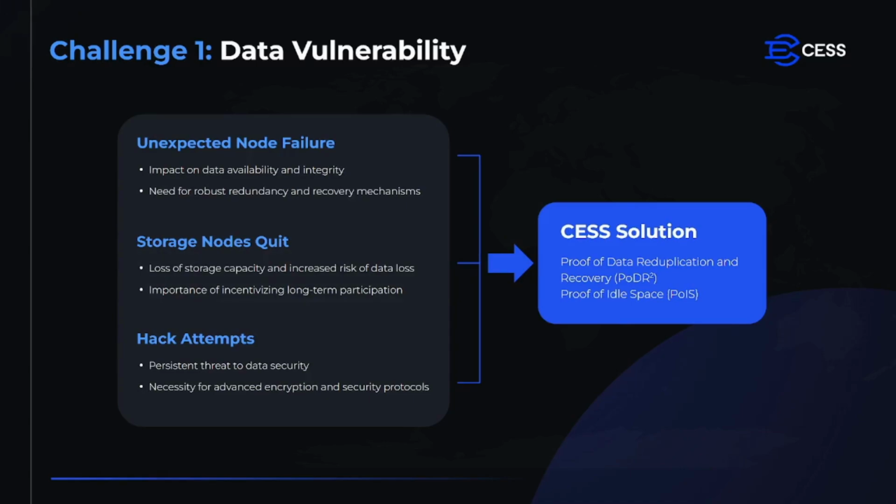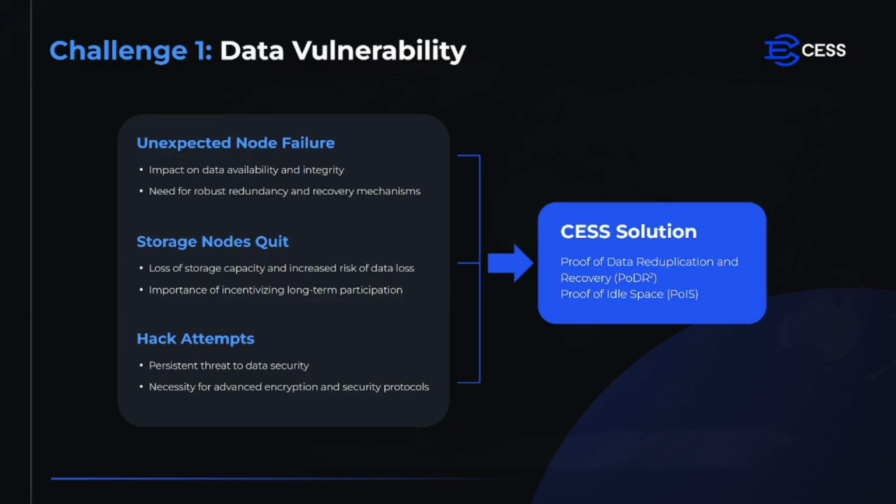In a decentralized network where open participation is the primary focus, users have the freedom to leave the network at any time. This is a concern for storage nodes. If the nodes storing our data decide to leave the network, it can lead to loss of our data and storage capacity. To encourage storage nodes to actively participate in the network, it's crucial to incentivize long-term participation.